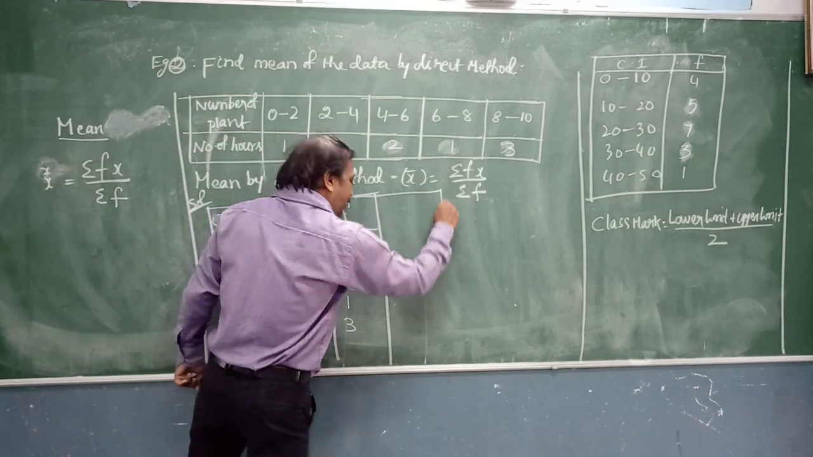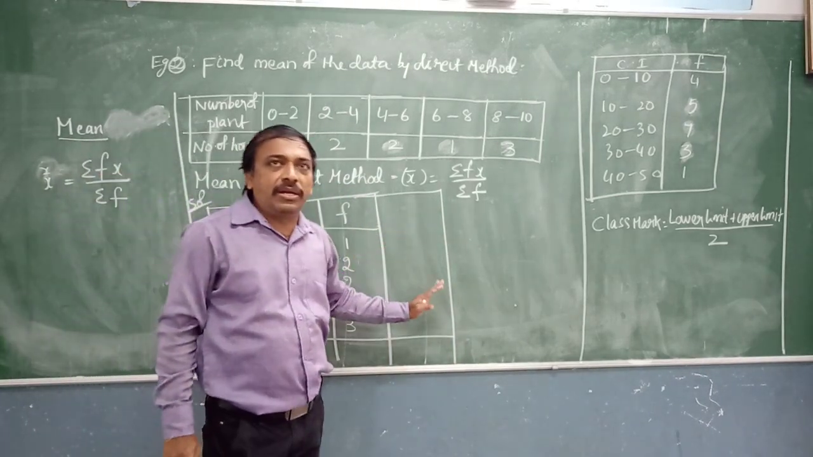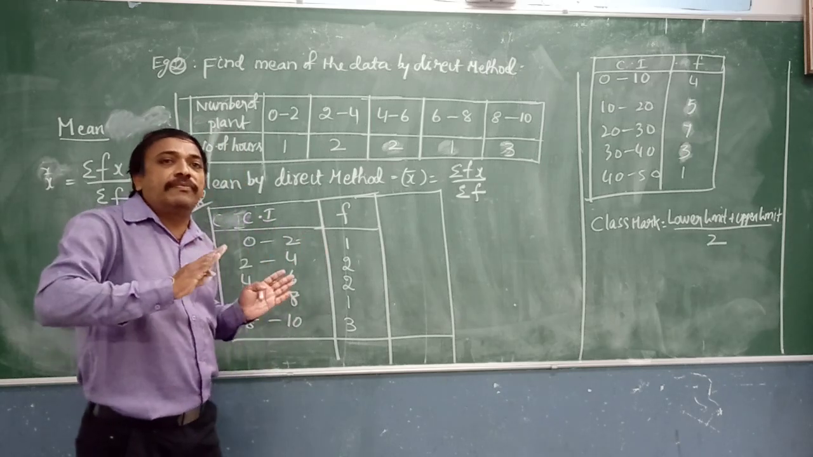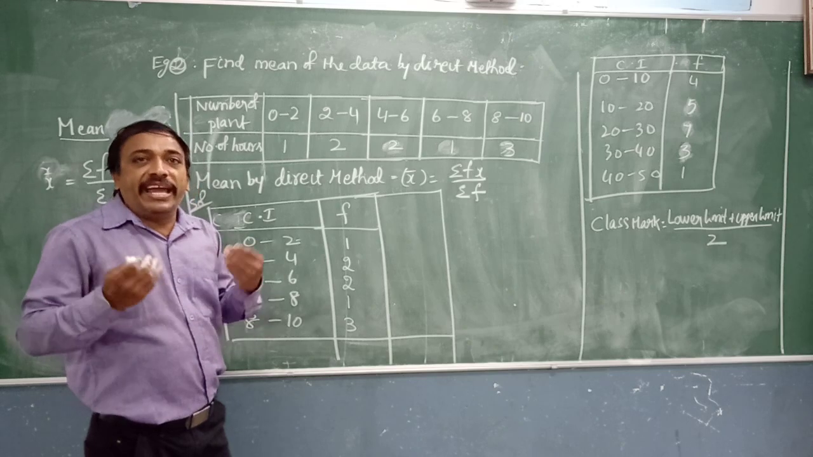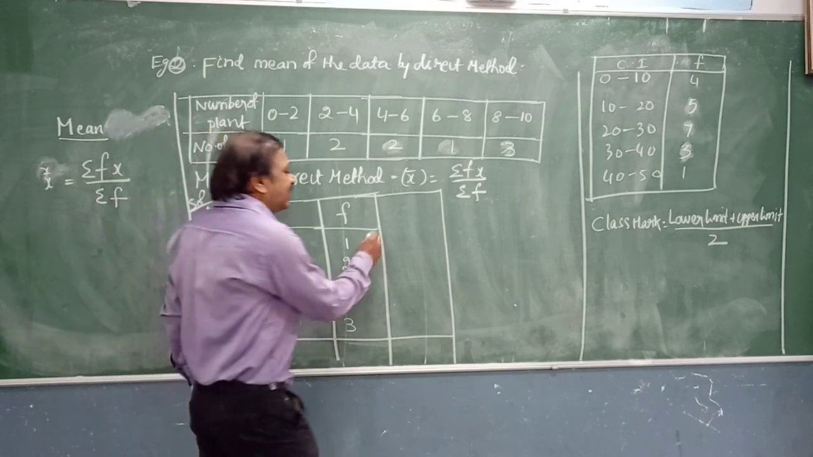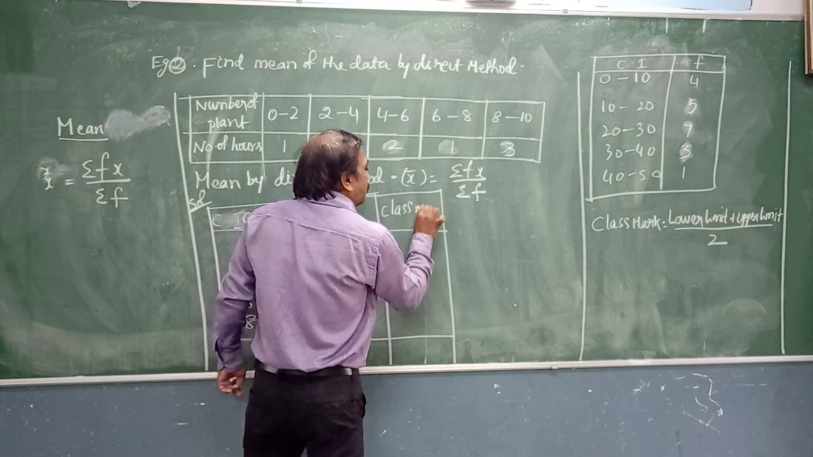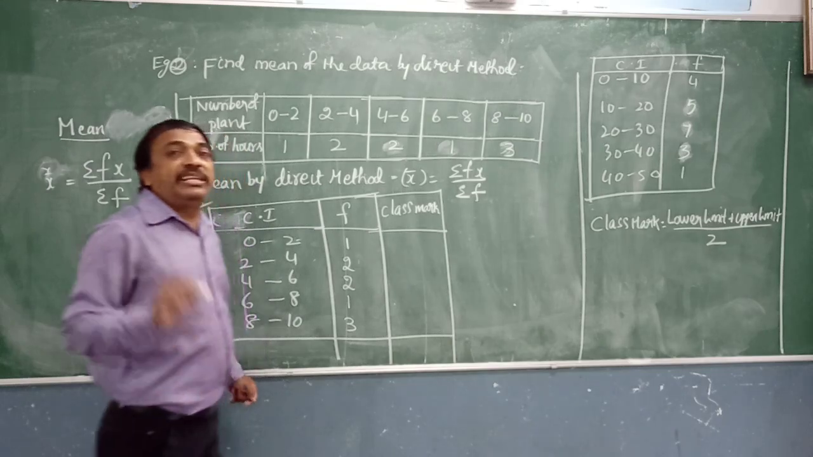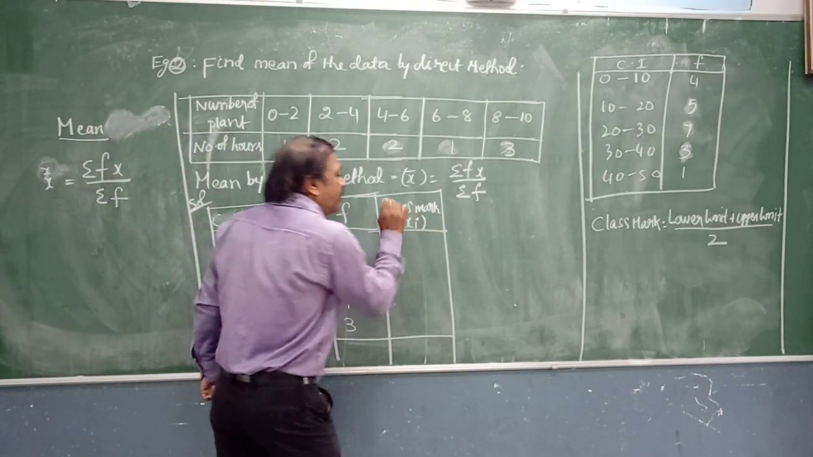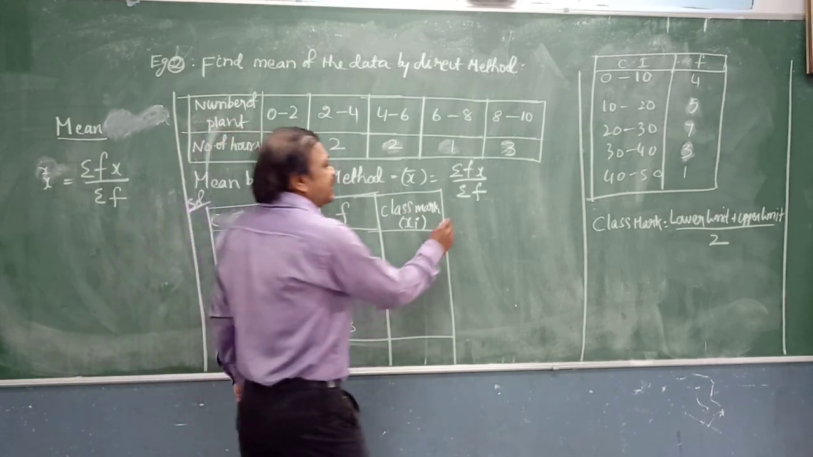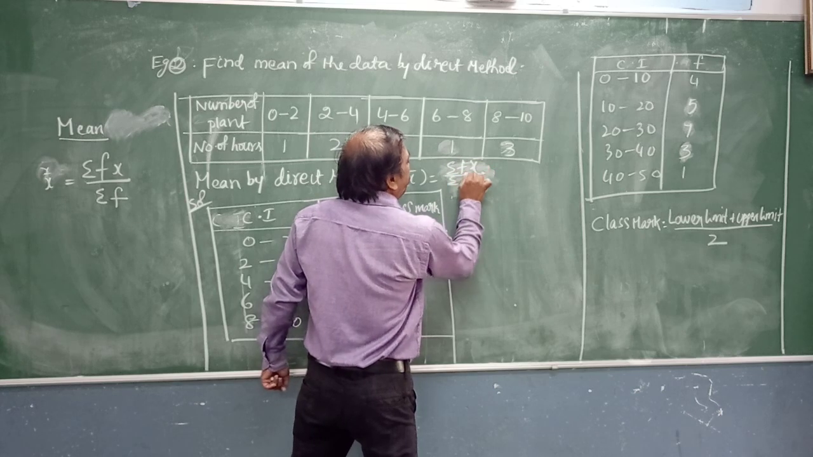Now the new column we need to make. These two are from the question. We are making a new column, that is fx, the product of fx. To make the product fx, first you need to find xi, that is the mid value, nothing but the class mark, or you can say the mid value of the class interval, denoted by xi. So here the formula is sigma fx by sigma f.